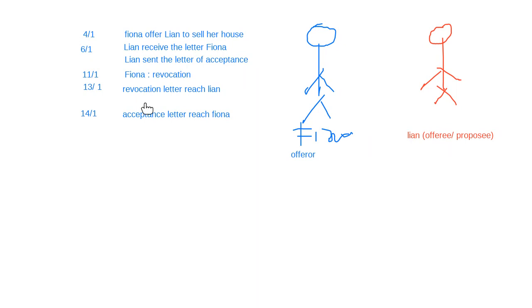So I would like you to understand this scenario properly. On 4th of January, Fiona offered Lian to sell her house. So this is Fiona, the offerer, offered to sell the house. Number 2, Lian received the letter. Exactly after he received the letter, he sent the letter of acceptance on the same day. And then on 11th, Fiona sent the revocation of the letter. On 13th of January, the revocation letter reached Lian. The acceptance letter reached Fiona.